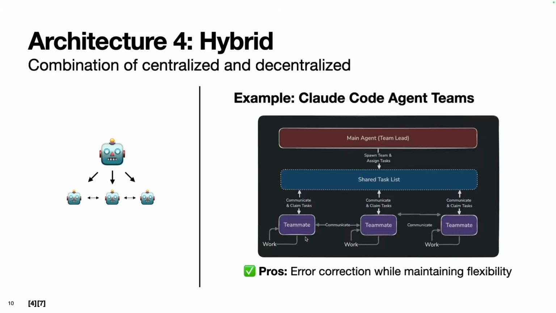The pros of this is that you get the benefits of error correction while maintaining the flexibility of the decentralized, because the sub-agents, or these teammates, can still talk to one another. So they don't necessarily have to play telephone of passing something to the lead agent who would then pass it to a different sub-agent. The cons, of course, is that this is going to be the most complicated architecture, and you're still going to have this coordination tax because the teammates can communicate with one another, which is going to increase compute costs and add to the number of tokens each teammate has in their context window.